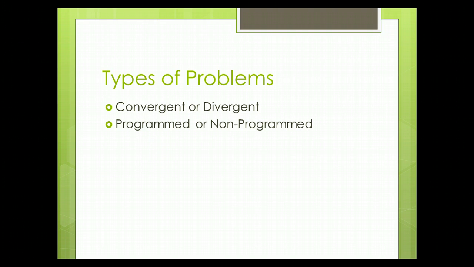So different people use different types of thinking, and even the same person can use different types of thinking at different times, depending on the type of problem they're wanting to solve. Some other problem types are programmed decisions. Now, these are decisions that are made by following specific rules.